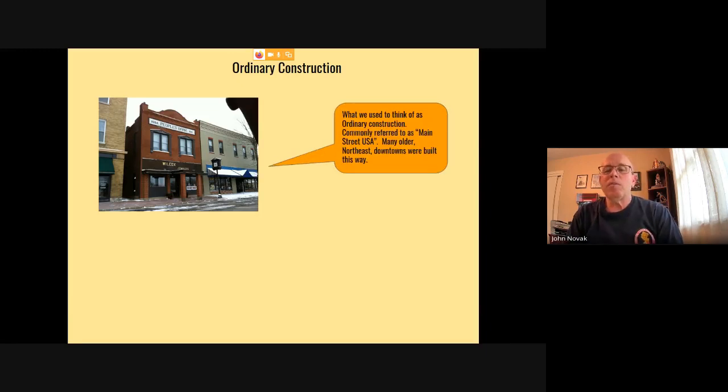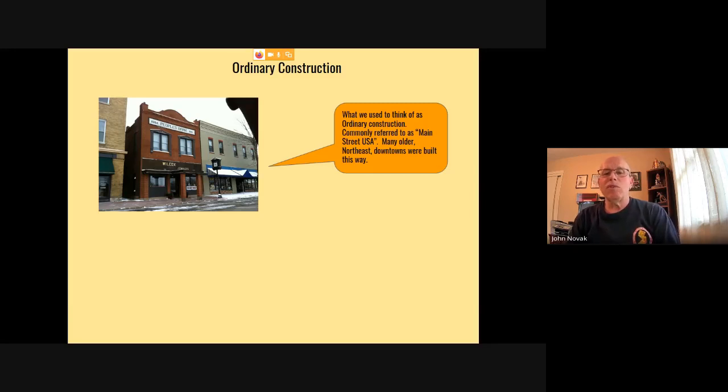So here, the picture on the left could be any downtown area in any older section of the Northeast or other parts of the country. But what we normally think of as ordinary construction, we used to, and we still do, refer to as Main Street USA. Because many of your older Northeast downtowns were built in this way.